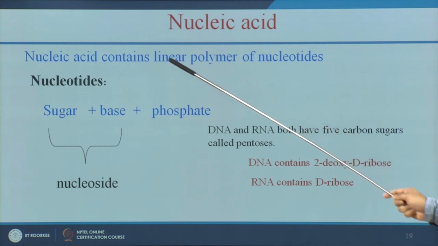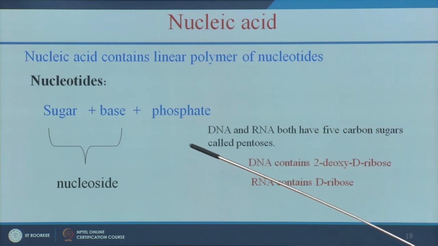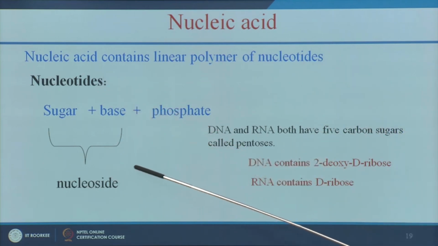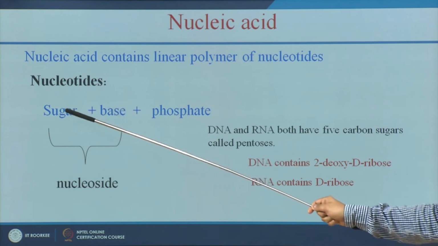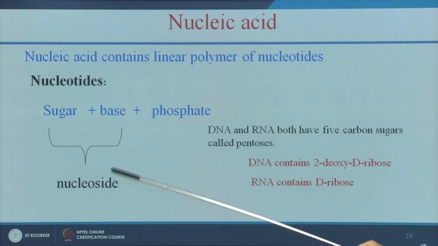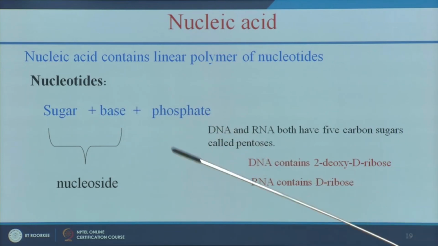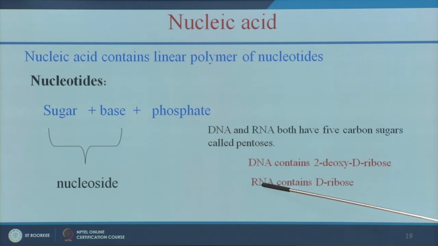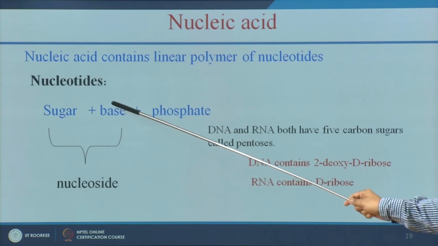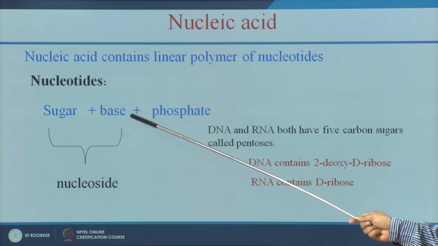The nucleic acid contains a linear polymer of nucleotides. So, what is a nucleotide, what is a nucleoside? DNA contains sugar, base and phosphate. The sugar plus base is a nucleoside, and the combination of sugar, base and phosphate is a nucleotide. In DNA we have 2-deoxy-D-ribose sugar, whereas RNA contains D-ribose sugar. The bases, in simple terms, are A, T, G, C: adenine, thymine, guanine and cytosine.